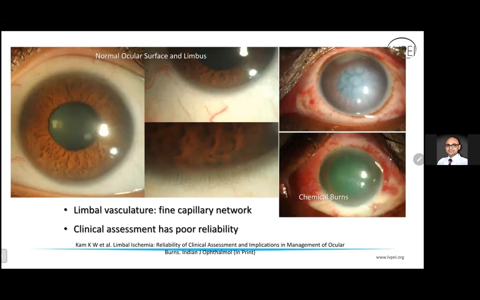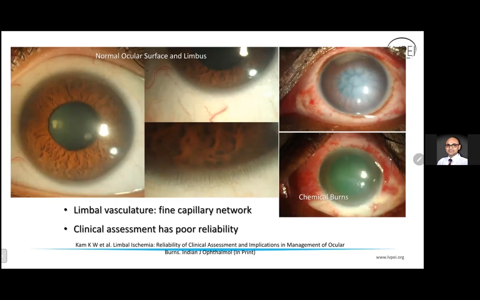And the reliability across the spectrum was very poor. The agreement was only around max 30 to 40%, and the best agreement was amongst the ocular surface specialists. Otherwise, among residents or fellows or even cornea fellows, there was hardly any agreement between what they saw as ischemia and where they saw it.